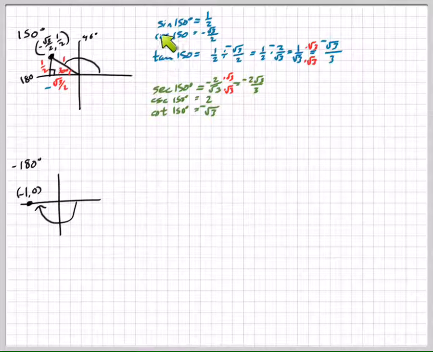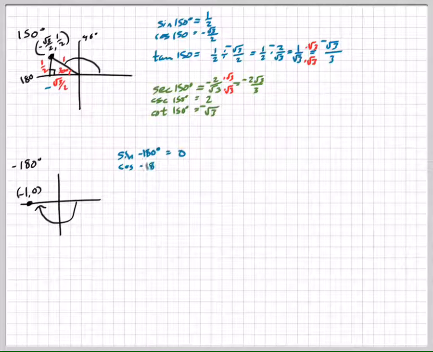So, up here, sine was the height. The height is the y. So what's my sine for this angle? What is sine of negative 180 degrees? 0. It is 0. Okay, what about cosine? Negative 1. That's because up here, cosine is the negative rad 3 over 2, which is the x value. The x value in this one is -1.